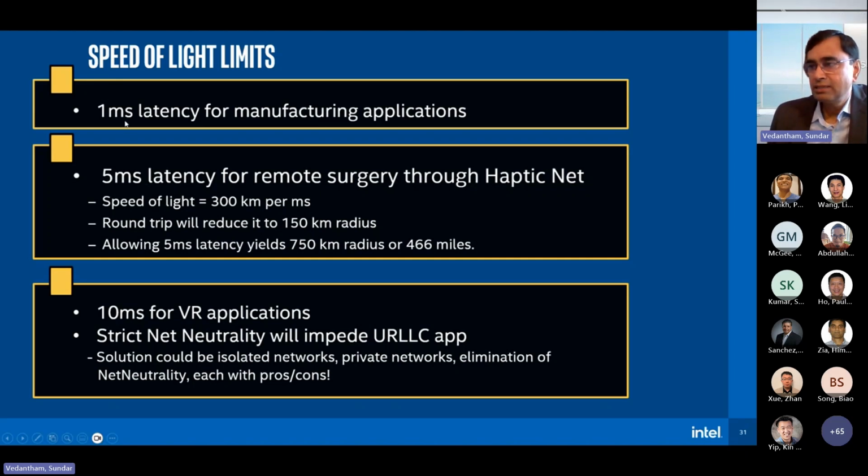So there are these different levels of latency that is described, and if we can make the slicing work to make sure these limits are met, you may be able to provide differentiated services to different customers using the same network, right? So that means strict net neutrality may not be possible all across.